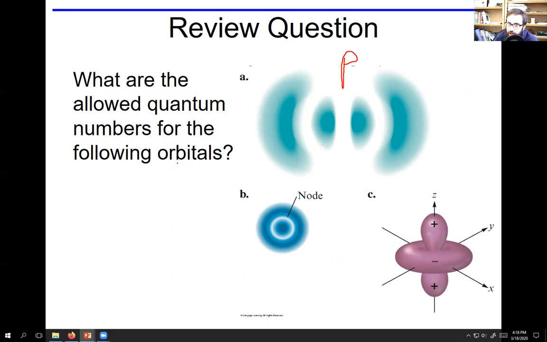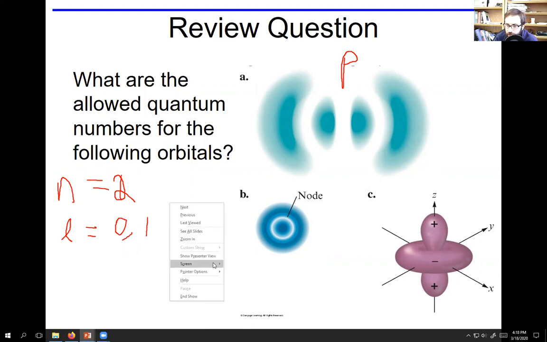We know that the smallest p orbital that is allowed is a 2p, okay? If you go through the quantum numbers, 2p is the smallest one because n equals 2 is the first time that you can make a p, because L in that case can be 0 or 1, right? So that's the first time you can make a p.